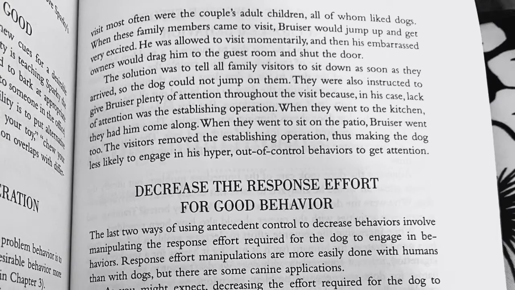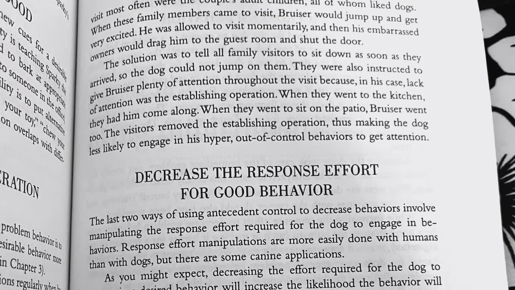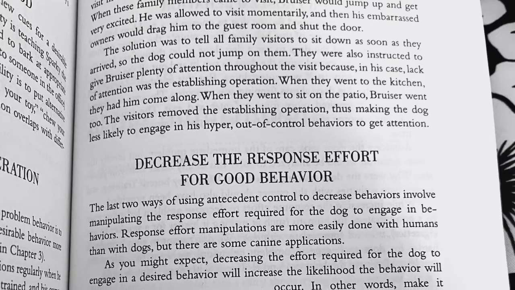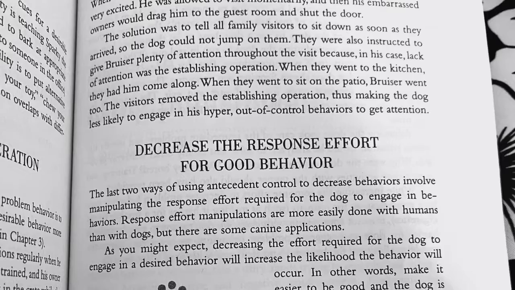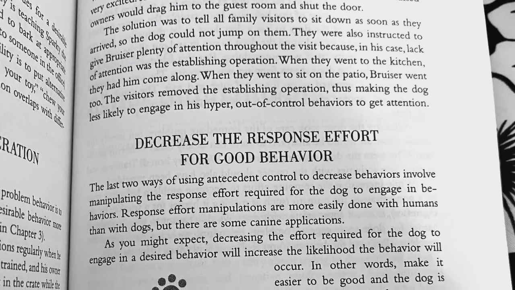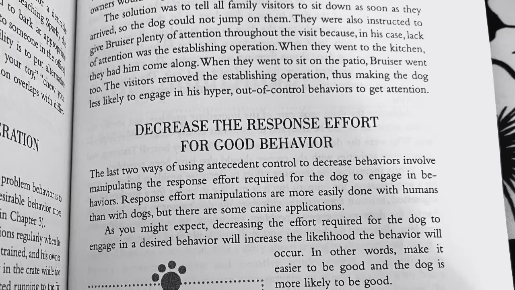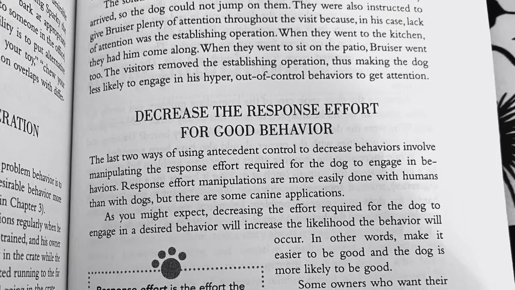They were also instructed to give Bruiser plenty of attention throughout the visit because, in this case, lack of attention was the establishing operation. When they went to the kitchen, they had him come along. When they went to sit on the patio, Bruiser went too. The visitors removed the establishing operation, thus making the dog less likely to engage in these hyper, out-of-control behaviors to get attention. Decrease the response effort for good behavior.